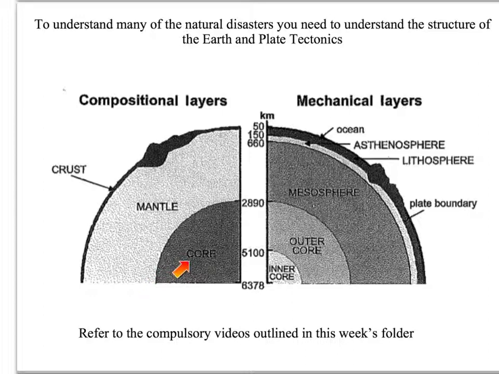The core is made up of iron and nickel and is composed of 2 distinct parts: the liquid outer part and the solid inner part. The liquid core is about 2,200 kilometres thick. The solid core is about 1,200 kilometres thick.